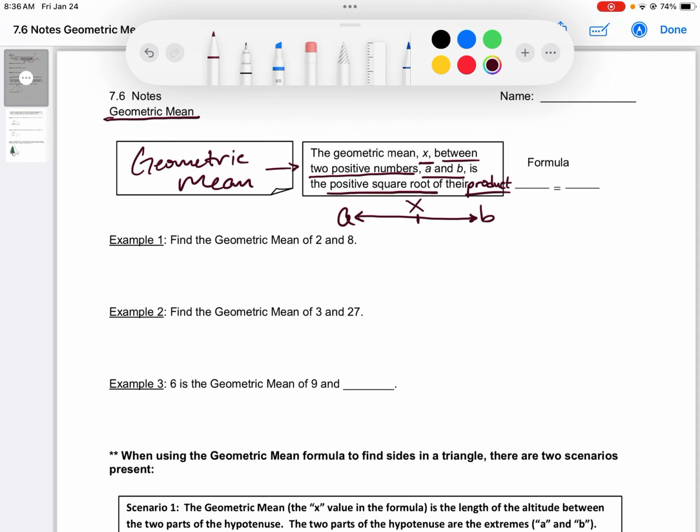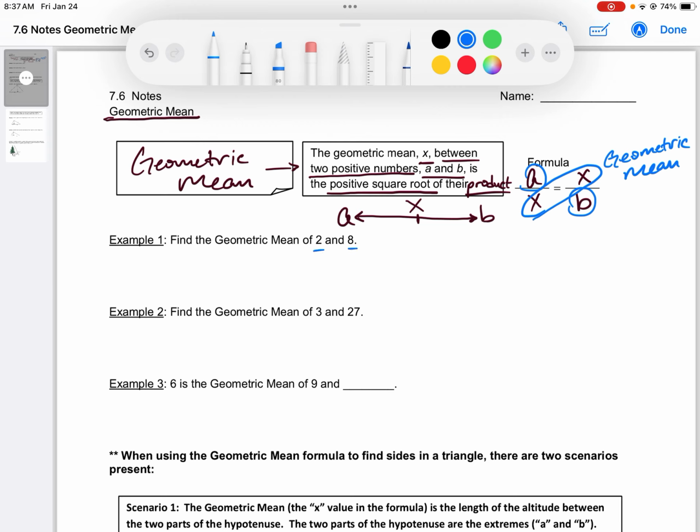There's a formula for it, and the formula is A over X equals X over B. You can see we're setting this up like we've done proportions in the past. The important thing to remember is that X is going to be your geometric mean, your A is going to be your low number, and your B is going to be your high number, or at least your first and your second number. That's a little less important, but it's going to be one of the numbers you're given most of the time.